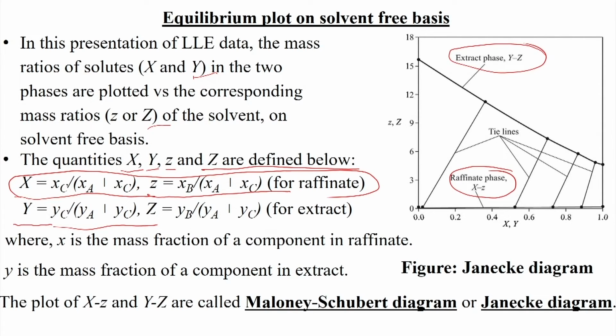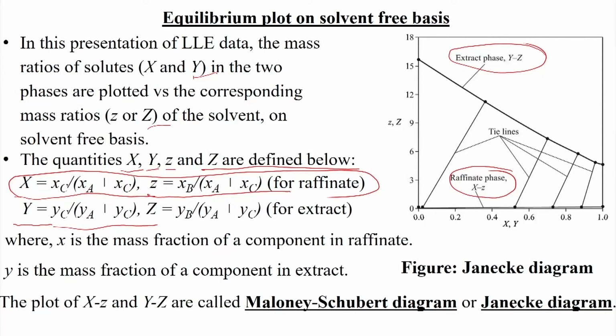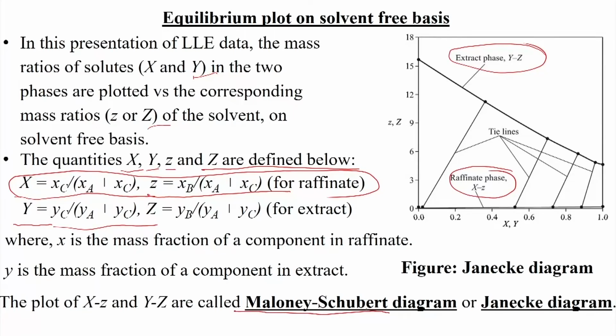We will solve one small problem to understand this. When we draw the equilibrium plot on the solvent free basis, all the calculations become very simple. This diagram, with the extract arm and the raffinate arm, is called the Janecke plot, or the Janecke diagram. It is a very convenient way of doing the calculation for the extraction process.